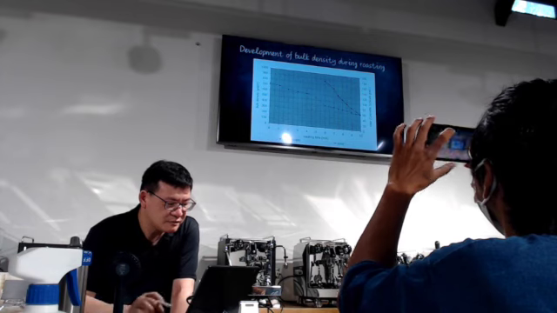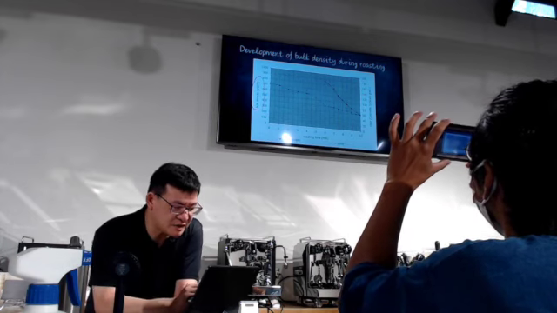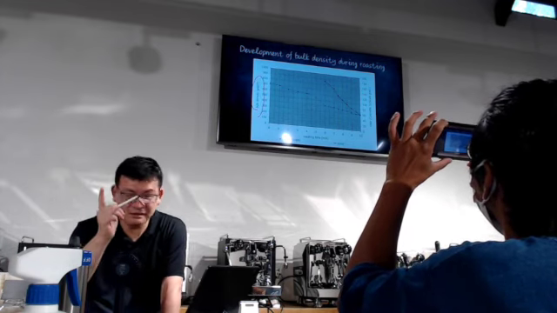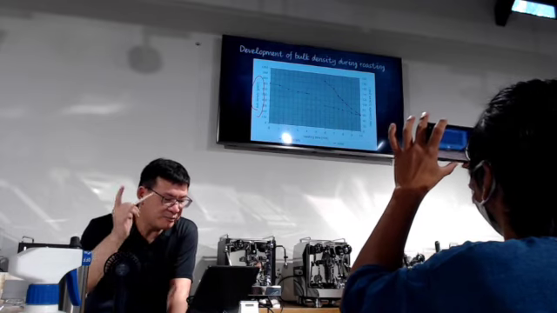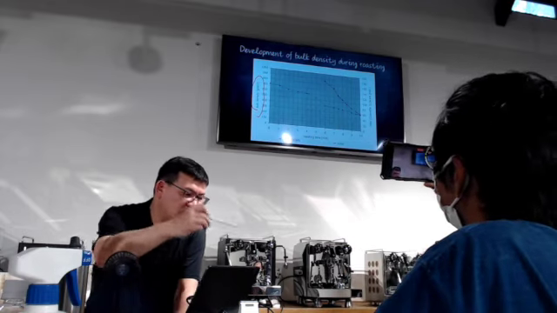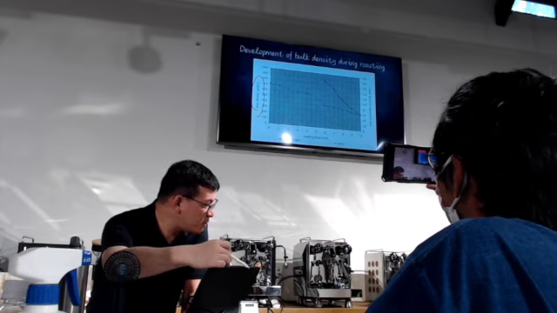So you can see here, it's the density. But this is the bulk density. Okay, let me explain what is the bulk density.